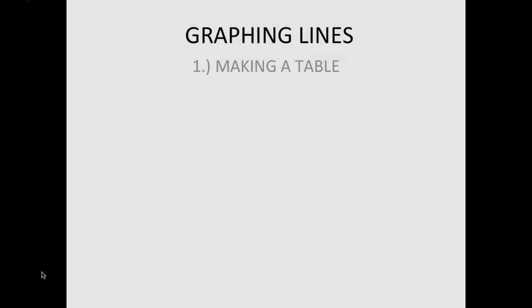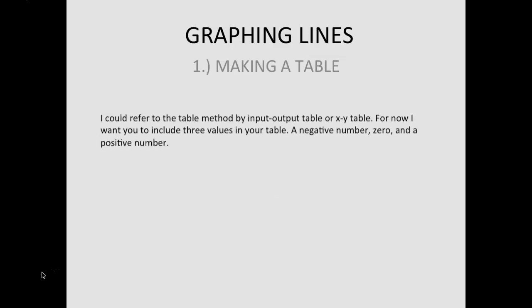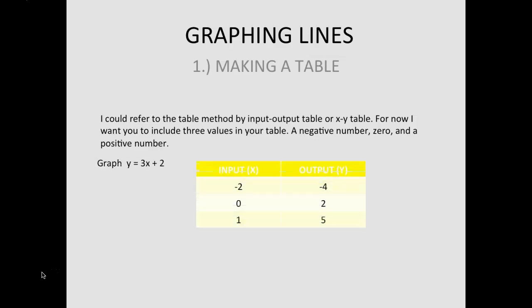And we will be providing you two different methods in graphing. The first method in graphing is through making a table of values. I could refer to the table method as an input-output table or the XY table. For now, I want you to include three values in your table: a negative number, a 0, and a positive number. Okay, so let's take a look into the given function y equals 3x plus 2.